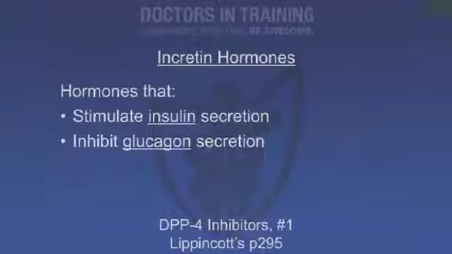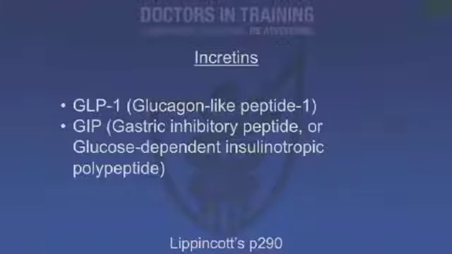Incretins are hormones that stimulate insulin secretion and inhibit glucagon secretion. So if you have more insulin and less glucagon, you're going to lower blood sugar. The incretin hormones include GLP-1, which is glucagon-like peptide 1, and GIP, which is gastric inhibitory peptide. It's also called glucose-dependent insulinotropic polypeptide.